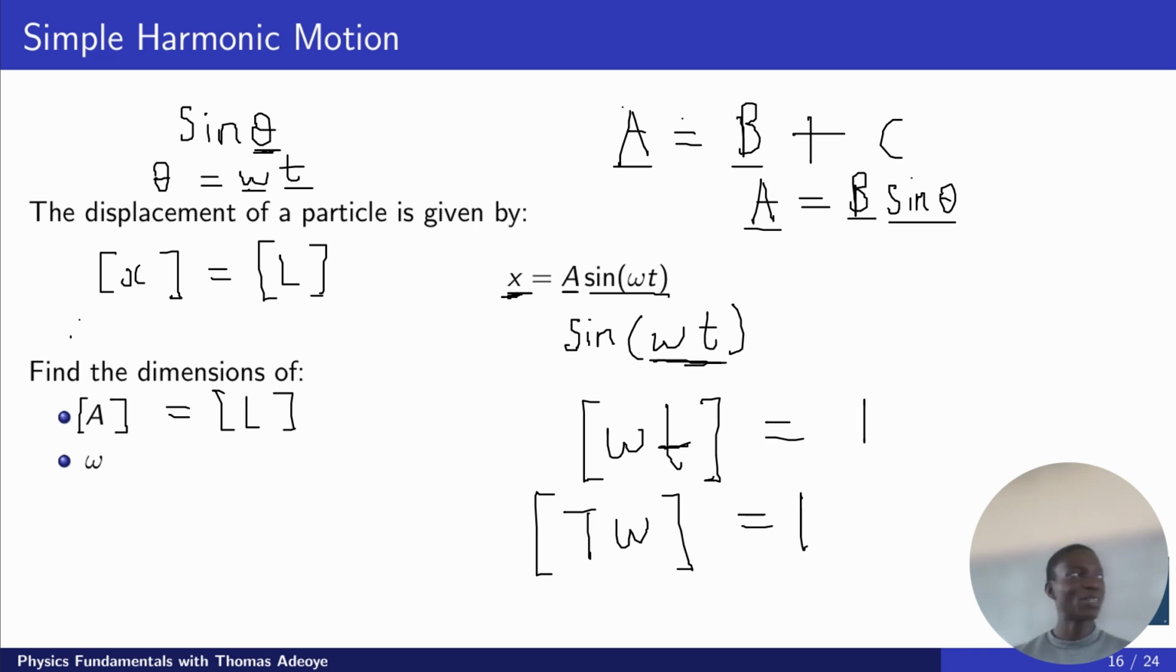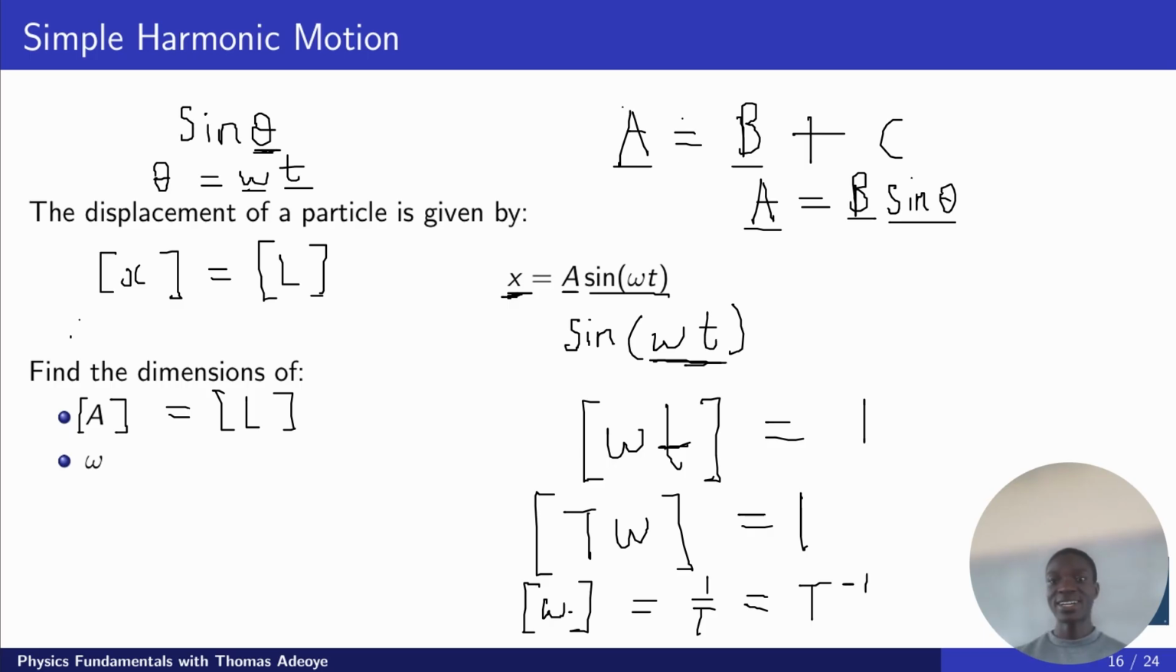So for us to find the dimension of omega, we can just take the inverse. Let's find the dimension of omega. That's what we are trying to find here. So now I can make omega the subject of the formula. Then this must be equal to 1 over T, and that is T raised to power minus 1.